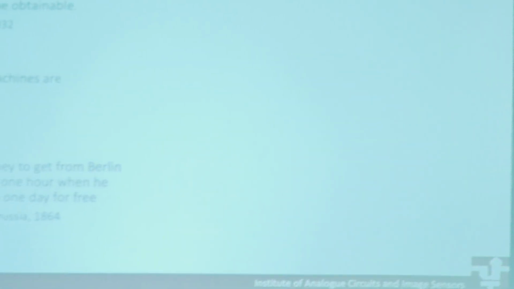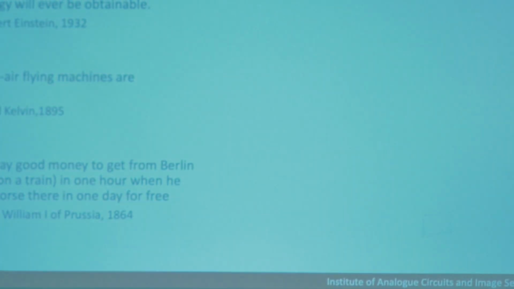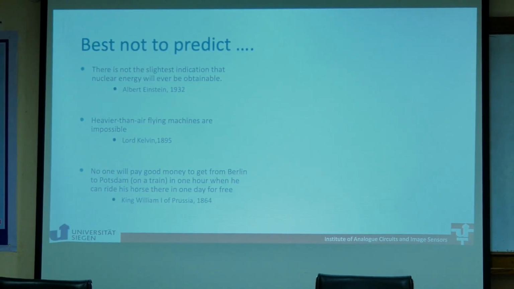Mr. Einstein predicted that there is not the slightest indication that nuclear energy will ever be obtainable. Lord Kelvin, the Kelvin temperature scale, or the thermal effects, predicted heavier than air flying machines are impossible.